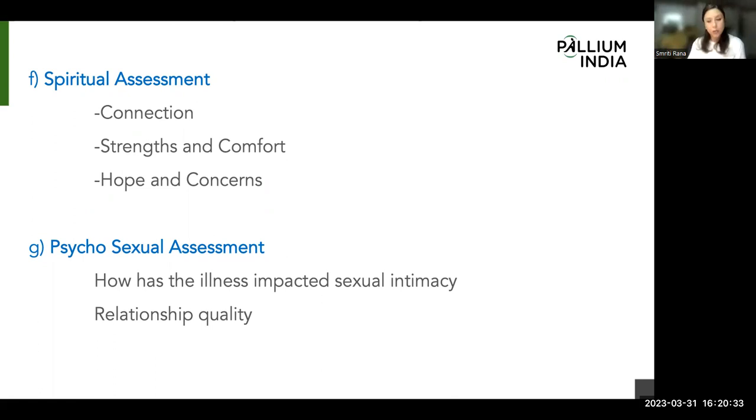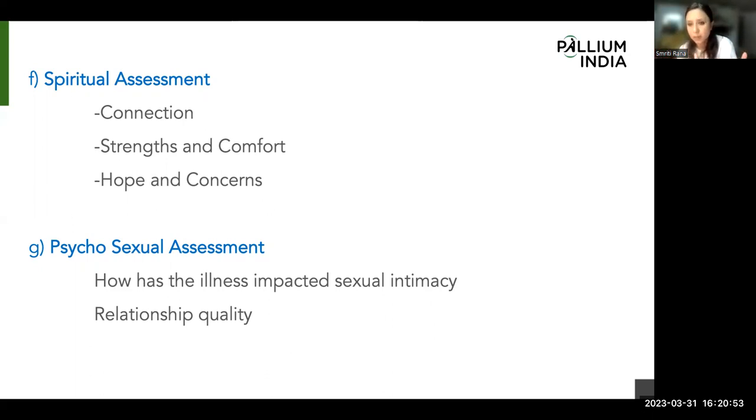And I find that tool to be particularly useful because in disease, what often happens is that you tend to focus on the negative. You focus on the deficits, you focus on the challenges. The spiritual assessment tool actually helps you reframe and redirect the person back to the positives, in a sense.